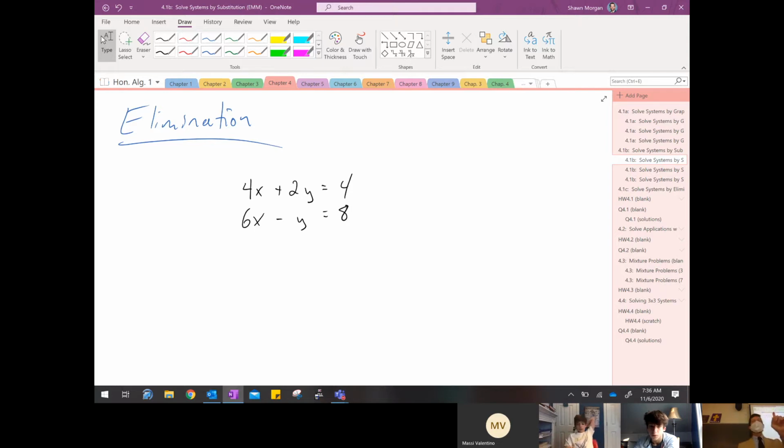Number one, please make sure that everything is lined up in columns. So standard form is the way to go. In other words, put both equations in standard form. Okay? Put both equations in standard form. Now, thankfully, it's set up for me right now like that. Okay?